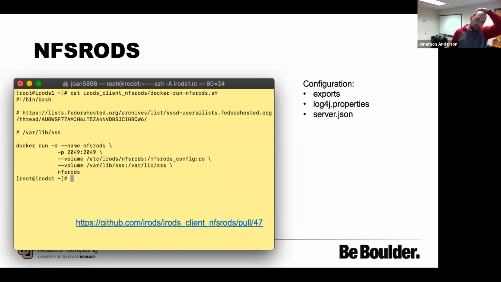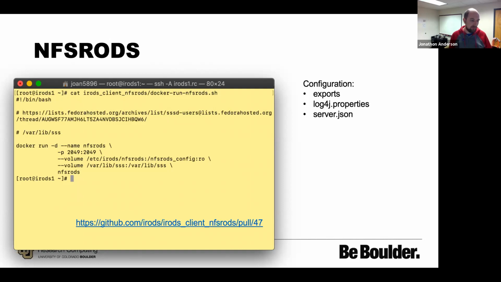So NFSRODS is, I guess, on Docker Hub. We're running it directly out of Git because we're making some changes. But ultimately, what is recommended, and what we are doing, is running it as a Docker container. We do it slightly differently than is in the README.